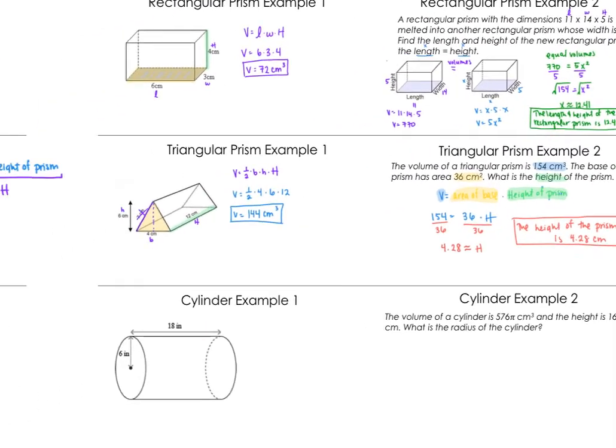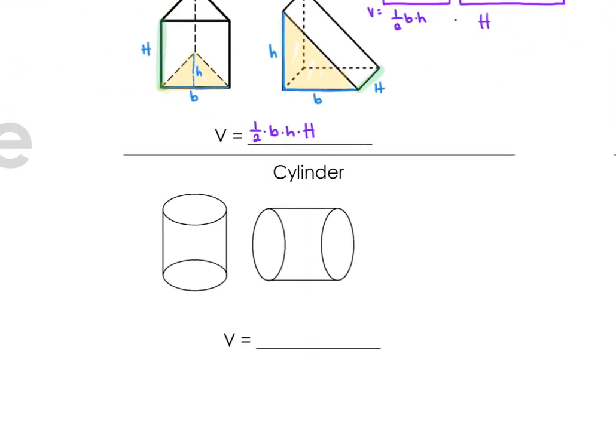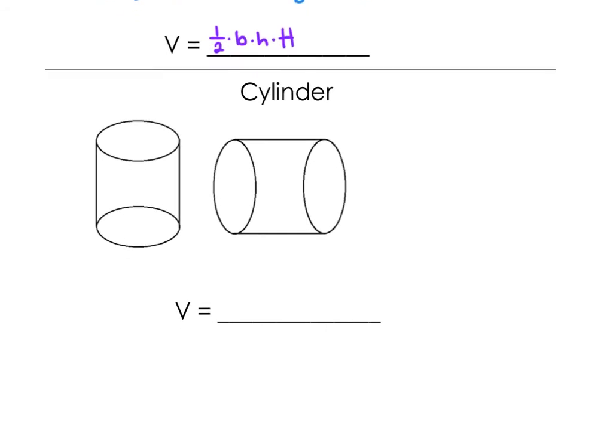All right, my last example, or my last one, is a cylinder. So for a cylinder, the base shape is a circle. And again, base is not always on the bottom, but for a cylinder, it will always be a circle. The dimension that we need in a circle is just the radius. Remember that sometimes you are given the diameter, and if you're given the diameter, you just have to divide that by 2.